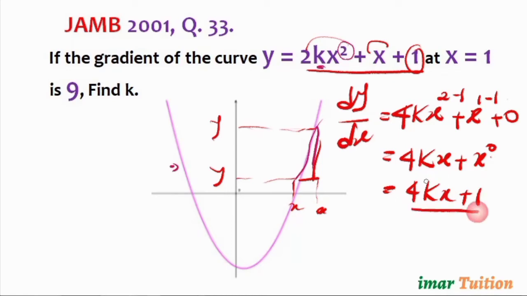So our gradient is given to us as 9. So we can put 9 here to replace our gradient. Having done that, our equation is 9 is equal to 4kx plus 1.